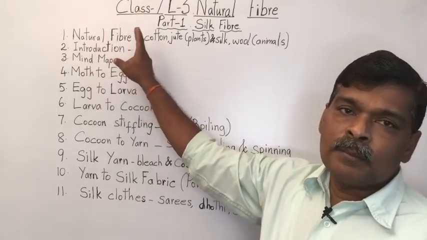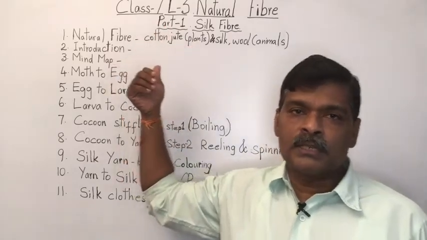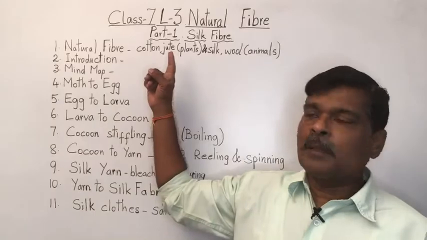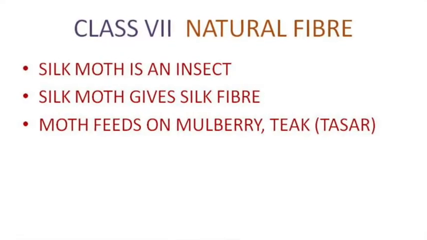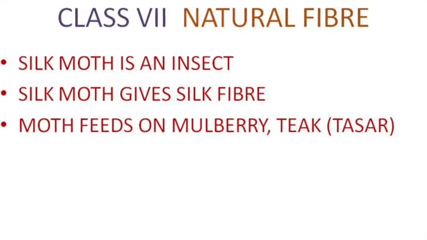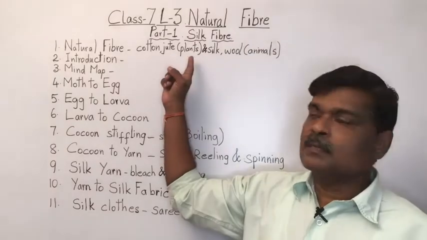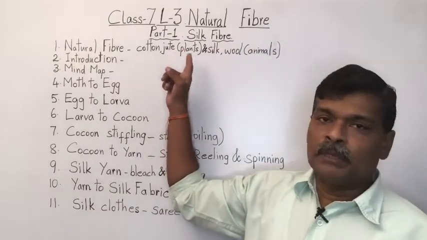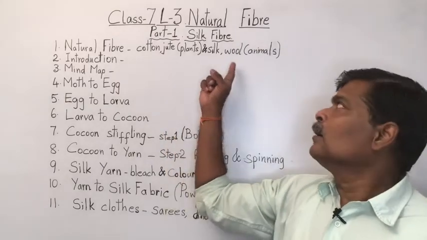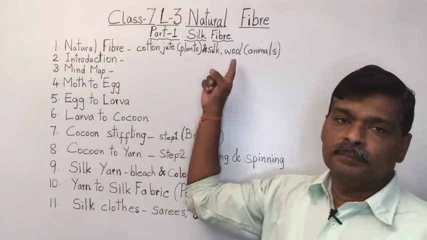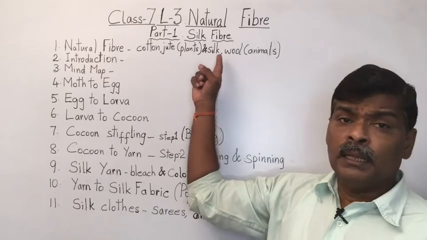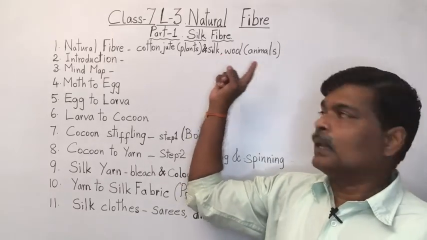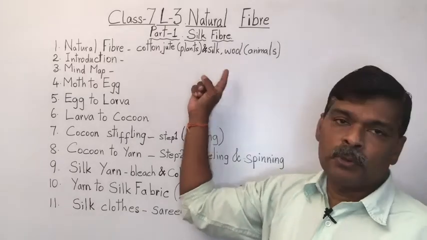What is natural fiber? Last year in 6th class we also studied that natural fiber comes from natural things, which are plants and animals. We already studied in 6th about cotton fiber and jute fibers. Now this year we are going to understand about silk, which comes from insects, and the wool from sheep or goat or camel. So these animals also produce fiber.